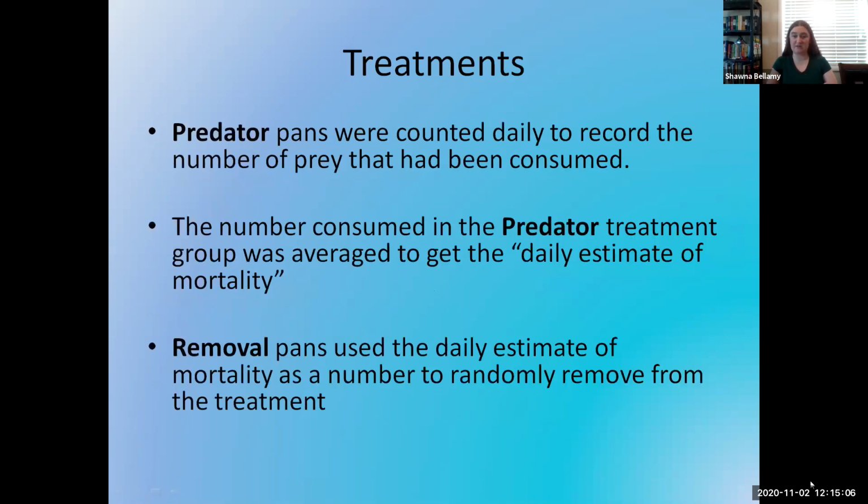For the predator pans, I counted them daily and recorded the number of prey that had been killed or consumed. And that number was used to calculate the daily estimate of mortality. So the total number that were dead from the pan or missing from the pan were averaged across all replicates. Then the removal pans actually used that daily estimate of mortality as the number to randomly select from within the removal pans and remove.